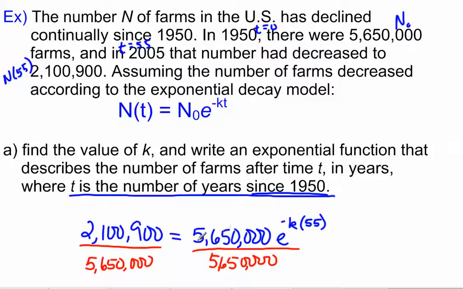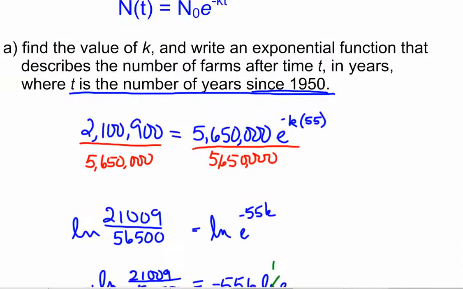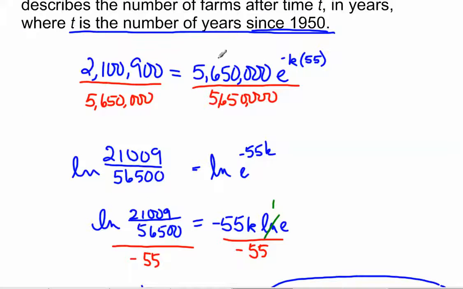So 2,100,900 is equal to the initial population, or initial farms, 5,650,000 times e to the minus k times 55. Solving, we have an exponential equation here. So we have to isolate this exponential portion here by dividing through the coefficient. Now I'm not going to worry about simplifying too much on the left. If I can cross off a couple zeros, that's great, and then just leave it. Then we take the natural log of both sides.